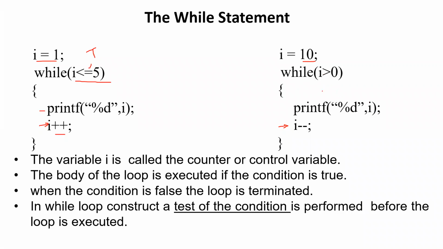So 10, 9, 8, 7, 6, 5, 4. So in each case it will be checking the condition expression. If it turns out to be true only, it will go to the loop statement, that is printf. So what will be the value first time when I am running this program?